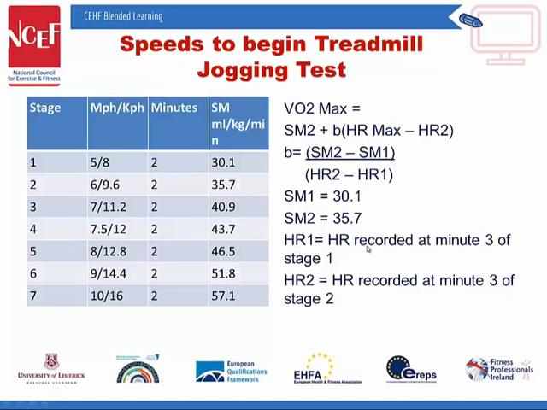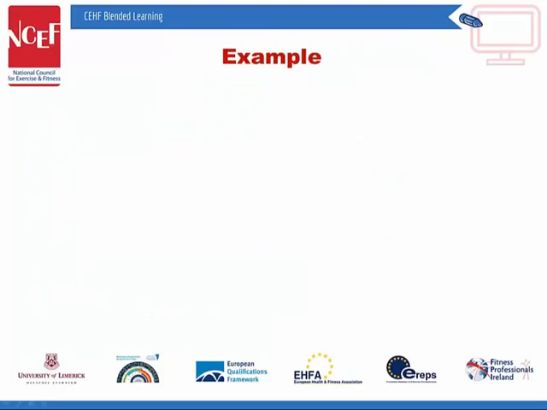Heart rate 1 is the heart rate recorded at the 3rd minute of stage 1, and heart rate 2 is the heart rate recorded at the 3rd minute of stage 2, or whatever the last minute was. If you had to go on to minute 4 to achieve steady state, then heart rate 2 would be the heart rate you got at minute 4. It's whatever one you got last. Okay, so we'll have to talk about this chart again.